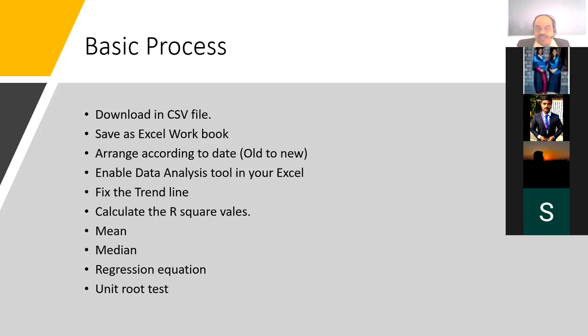Then you have to calculate the R square value. We'll see how to calculate it in Excel. It should be more than 0.75. If it is less than 0.75, or even if it is 0.6, it shows that we can't predict, we can't do anything. You have to throw the data out.